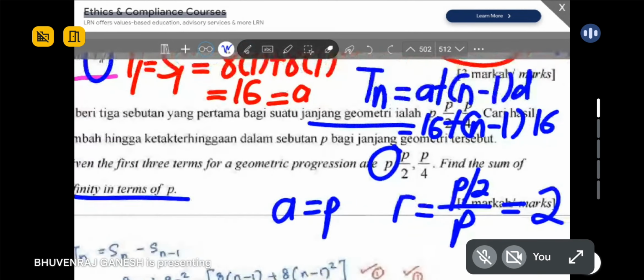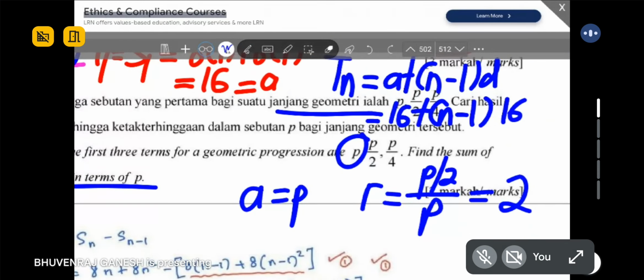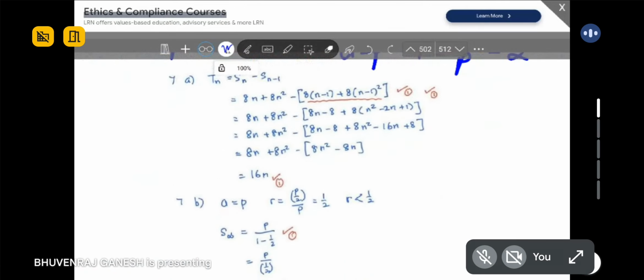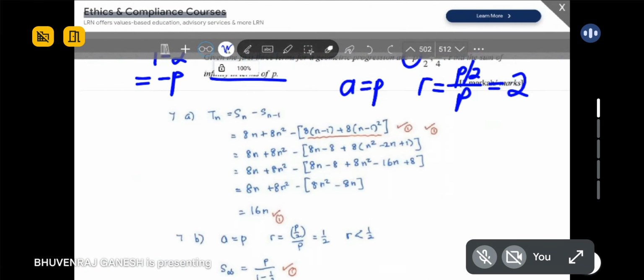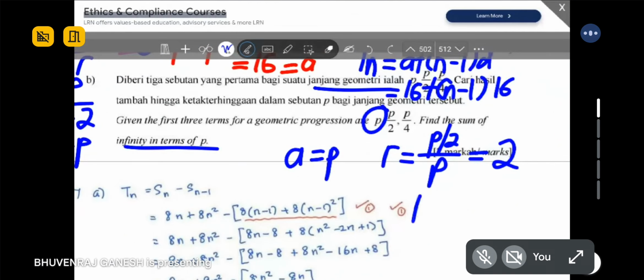Are you clear, guys? How to get the answer? Got it? So that's all for this question. Any problem? Wait, is my common ratio wrong? P over 2.